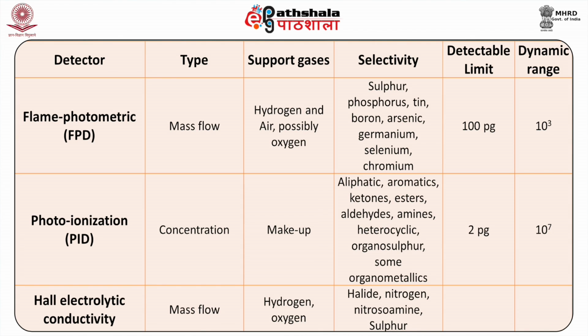Type is mass flow. Support gases are hydrogen and oxygen. Selectivity is halide, nitrogen, nitrosamine and sulfur. The effluent from the column is mixed with hydrogen and air and ignited.